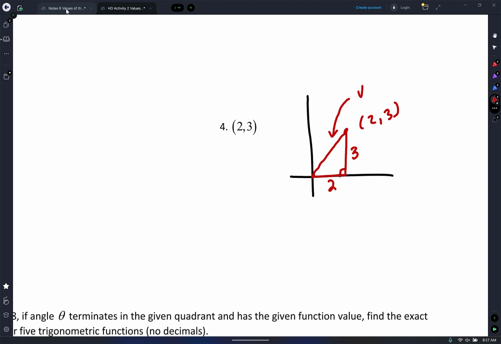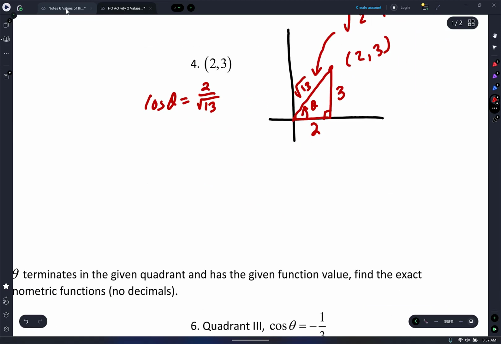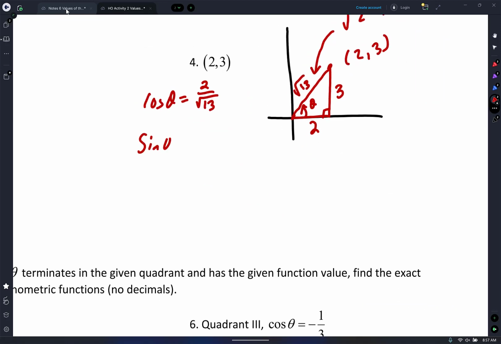Here's my hypotenuse, the square root of 2 squared plus 3 squared. 2 squared is 4, 3 squared is 9, so the square root of 13. This is my theta. Cosine is adjacent over hypotenuse, so 2 over square root of 13. It does not tell me to rationalize, so I'm going to leave it alone.